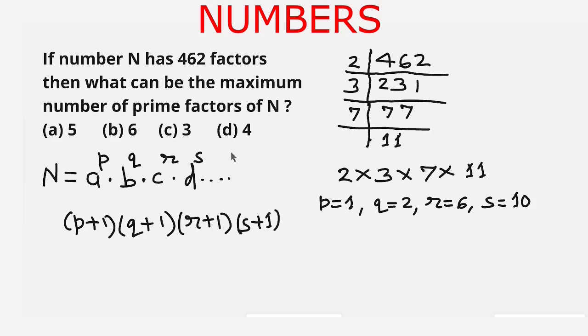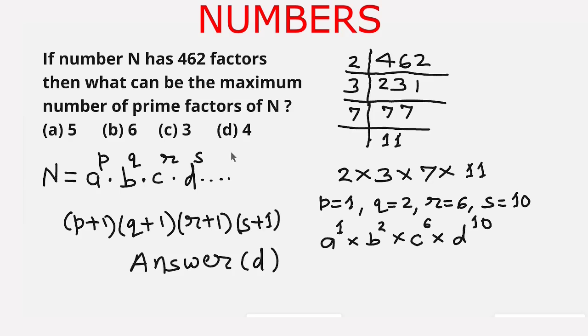So we can write it as a to the power 1 multiplied by b to the power 2 multiplied by c to the power 6 multiplied by d to the power 10. And a, b, c and d are prime factors. So there are 4 prime factors, a, b, c and d, possible. And from the given options, our answer is option D, 4. So the maximum number of prime factors of n is 4.